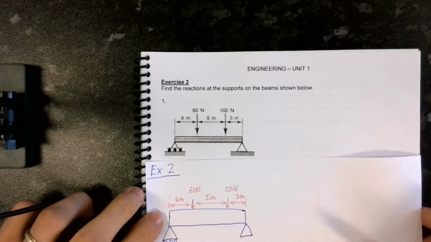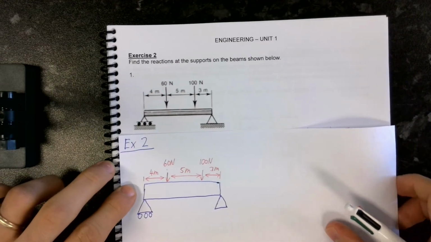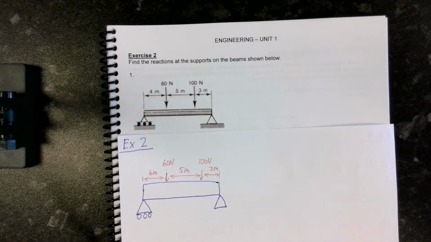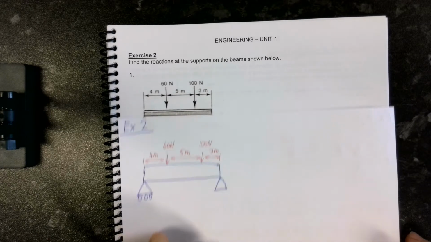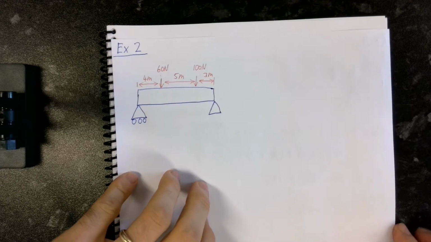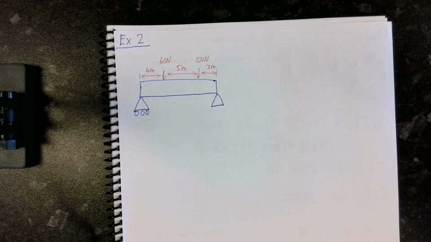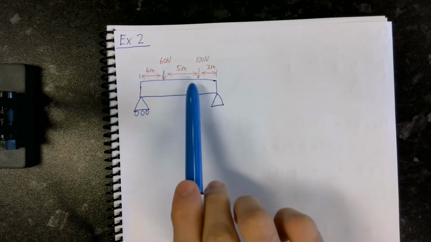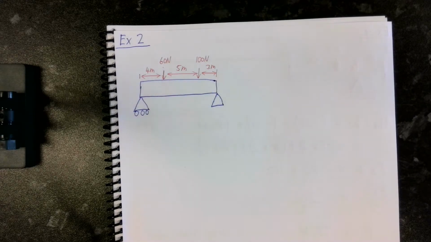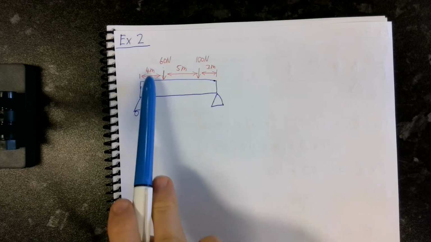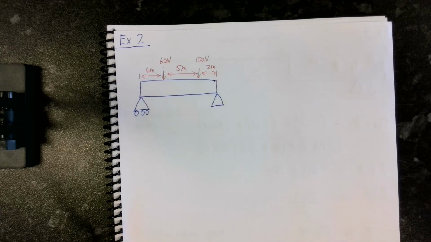I'm going to start exercise 2, which looks like this, okay? And it says here, find the reactions at the supports on the beams shown below. And I've done a little replica again. Okay, there we go. So we have our 2 supports, right? We've got 2 forces, 60 newtons vertical, 100 newtons vertical, and 3 distances, 4 meters, 5 meters, 3 meters.